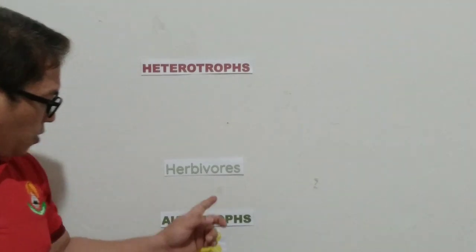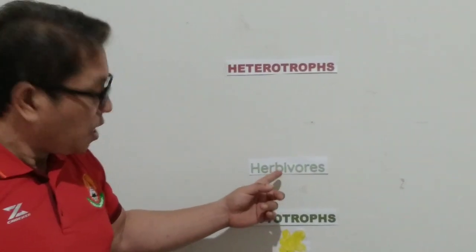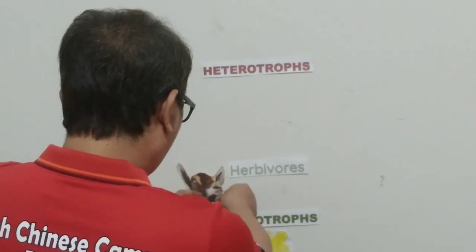The first one are the herbivores. Can you repeat after me? Herbivores. Okay. So the next level under the heterotrophs is the herbivores. Can you give me an example of herbivores? Yes, goat. Goat is one example of an animal that is a herbivore. So let's put it here, herbivore.